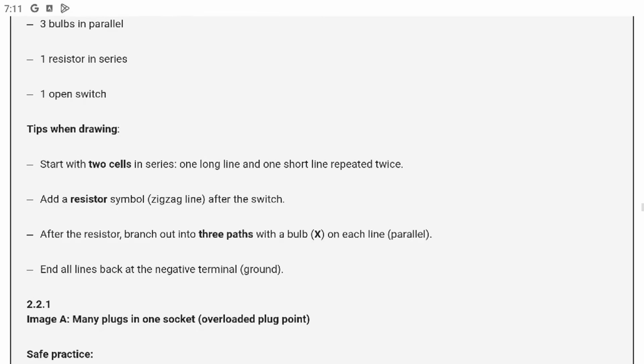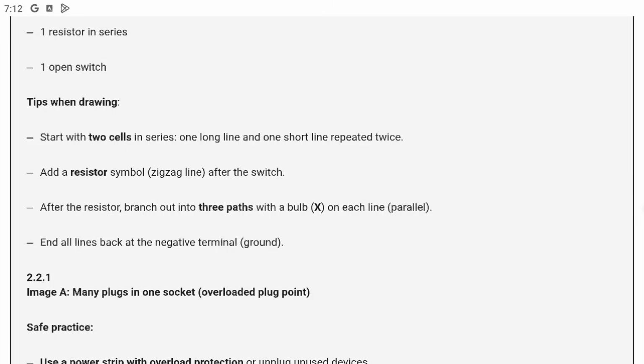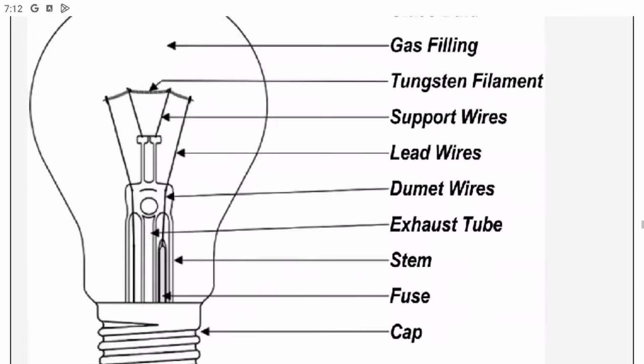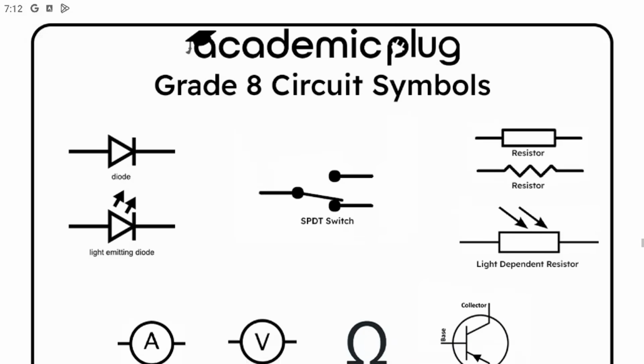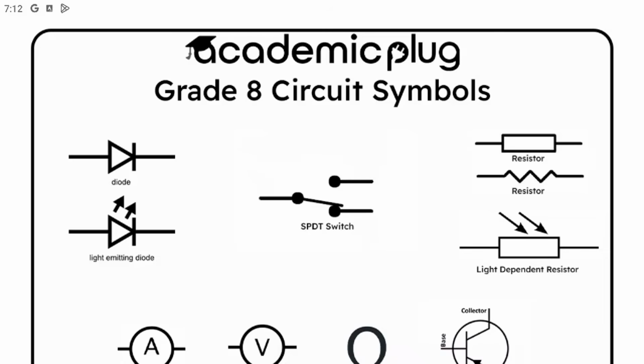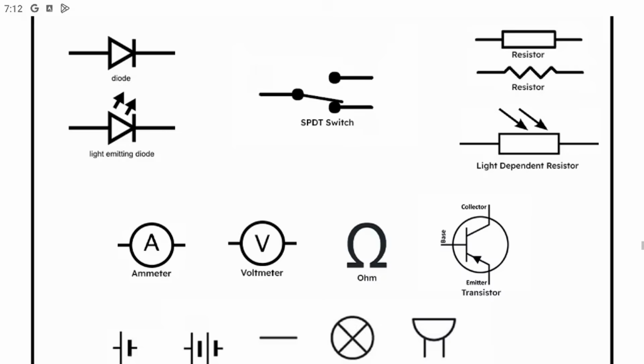Okay, let me see. Yeah, so tips when drawing: start with 2 cells. You should make sure that you are familiar with these circuit symbols, the ones that I just showed you. You can simply go to the page. The link is in the description. Then it's going to land you here, right? All you have to do is scroll down until you come across it down here. Then you can download these circuit symbols and make sure that you're familiar with them.